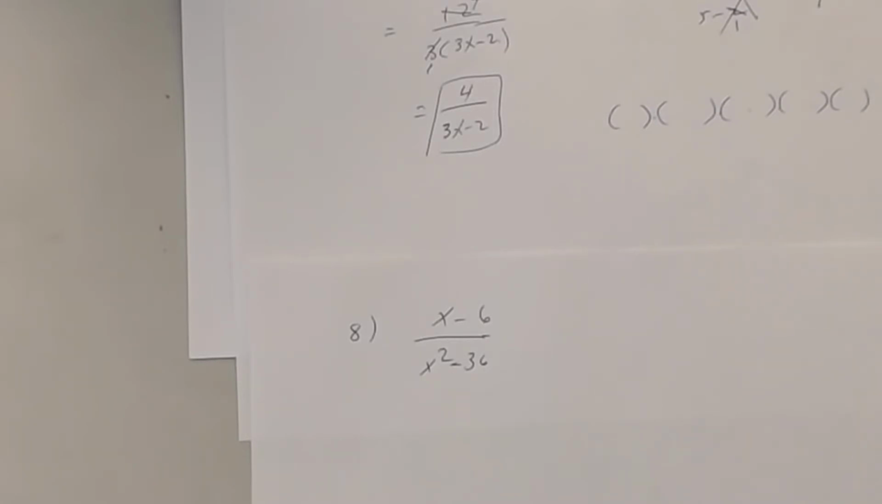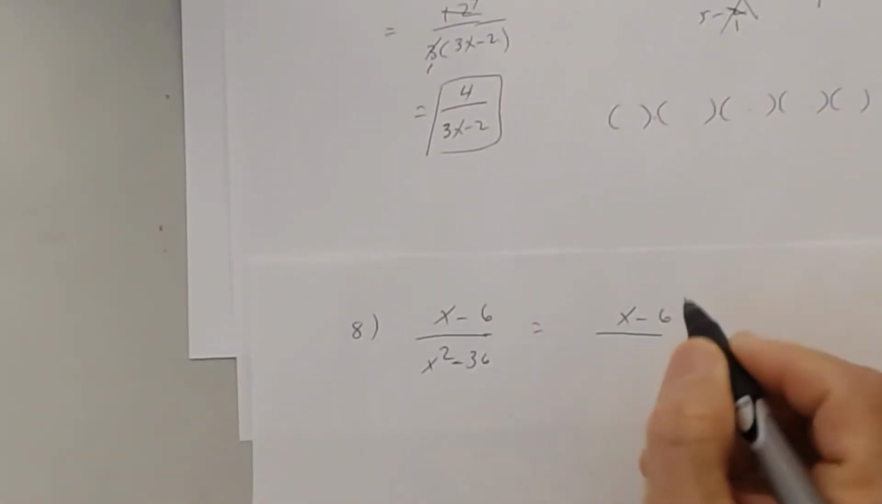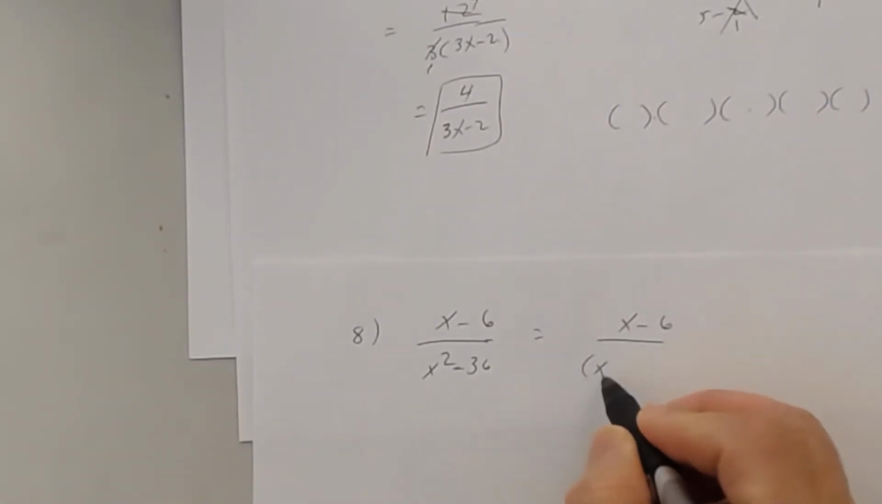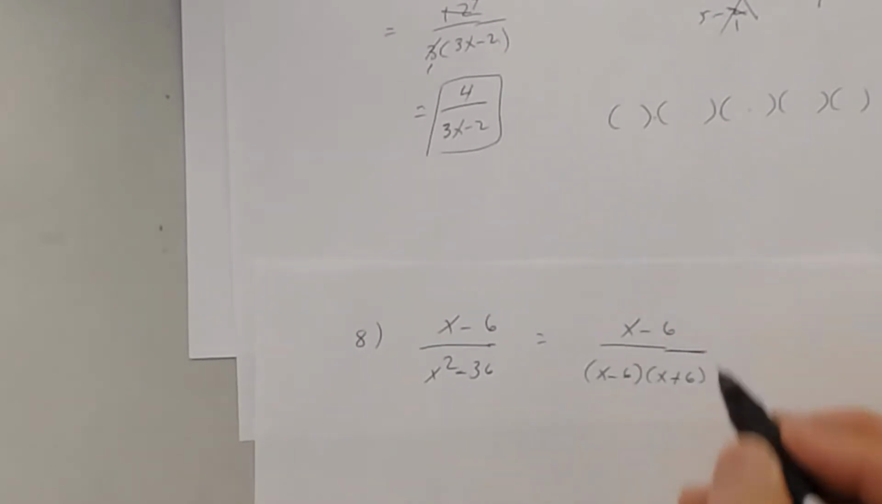What about x squared minus 36? What kind of factoring is that? Difference of two squares. So when I factor that, I'm going to have x minus 6 in the numerator. What's going to be the denominator? x minus 6 times x plus 6. Now notice, what factors can I reduce? x minus 6, x minus 6.